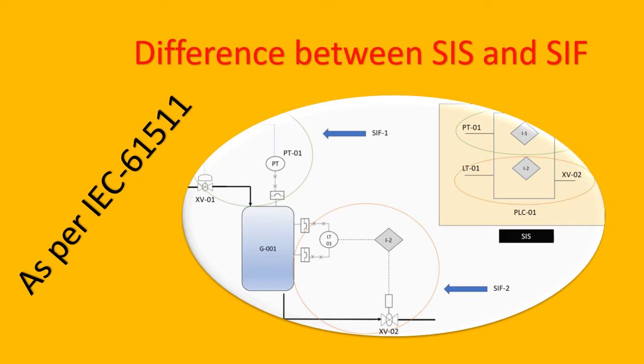SIS and SIF are two commonly used terms in the domain of functional safety, and they are often misunderstood. In this video, we aim to resolve the doubt about the difference between SIS and SIF, and in doing so, we will be referring to the industry standard IEC 61511. So watch this video till the end to get the concept clear on SIS and SIF as per IEC 61511.